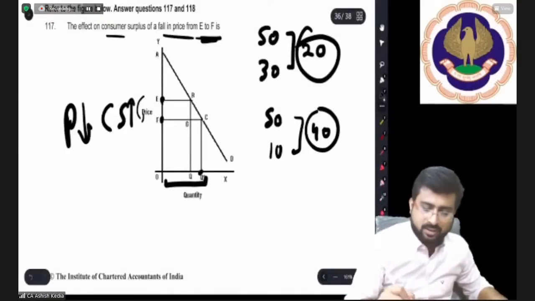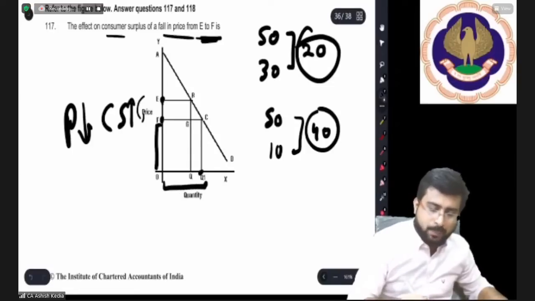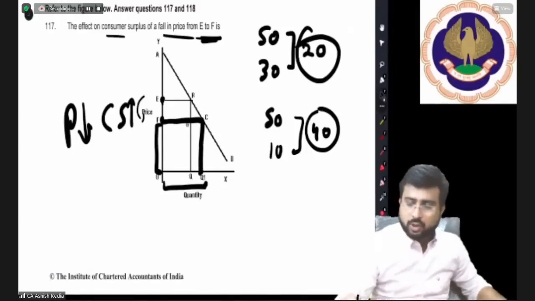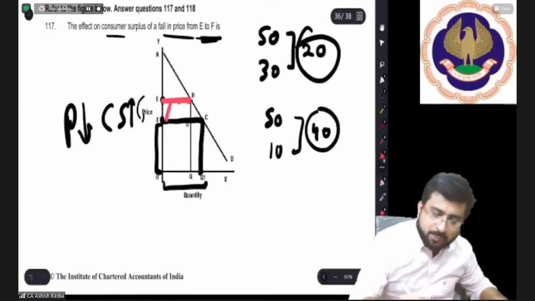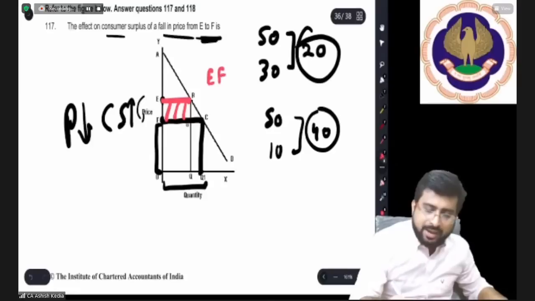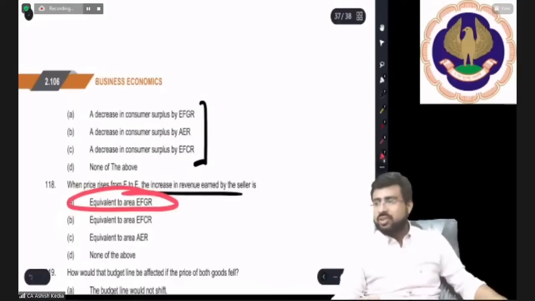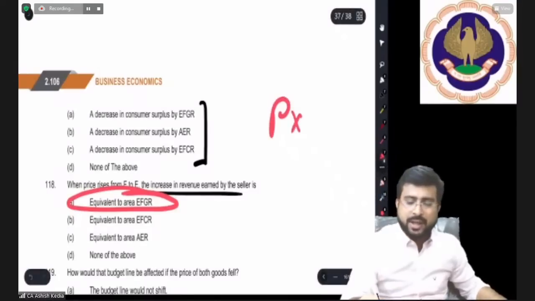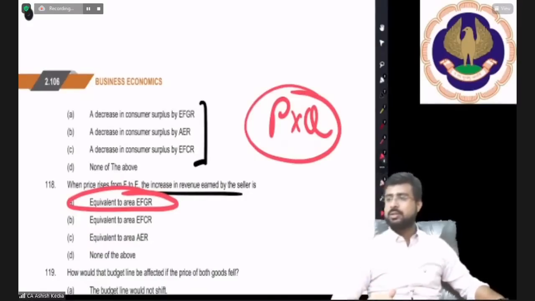This was the price, and this was the quantity sold by the producer. So this used to represent the total revenue. Now the total revenue is here. So if you see this shaded portion, the revenue has increased by this much. This is represented by EFGR. So the answer is equivalent to area EFGR, because revenue has risen by that much only. Revenue is basically price into quantity.